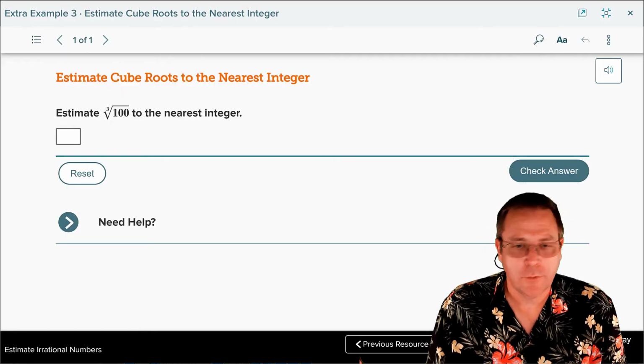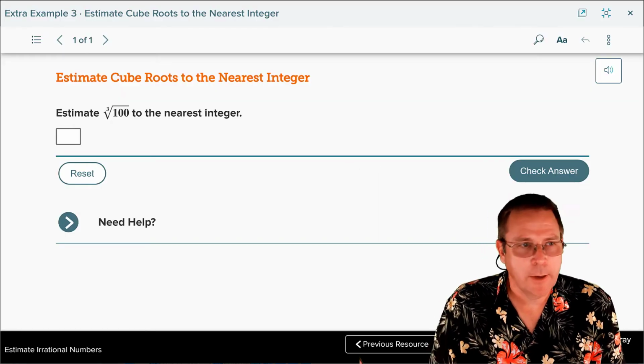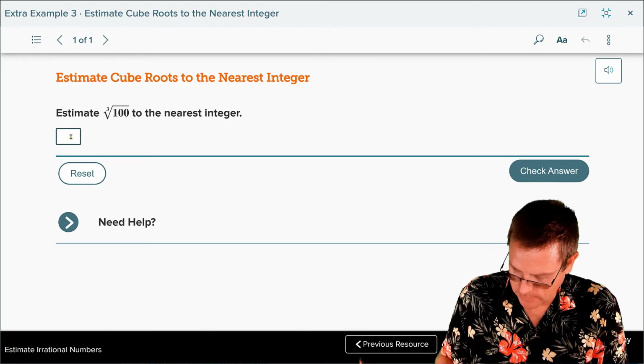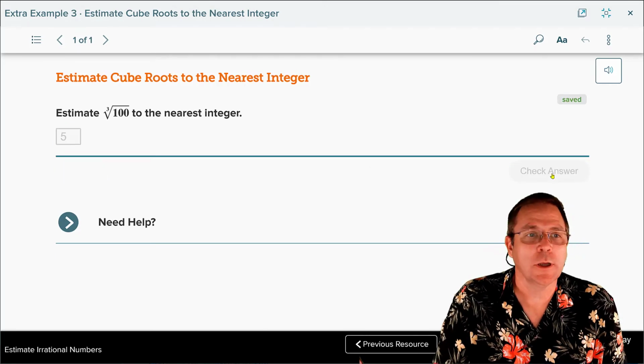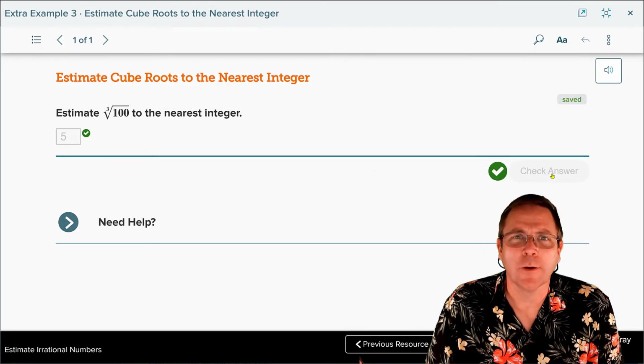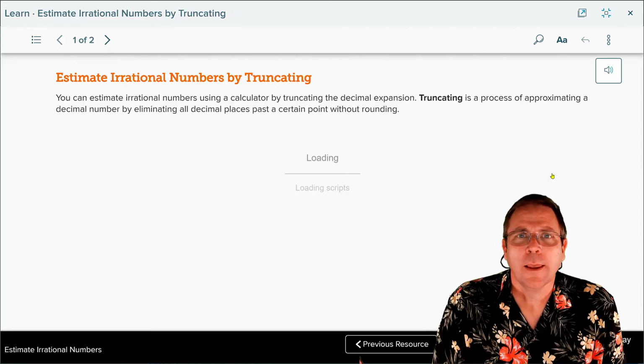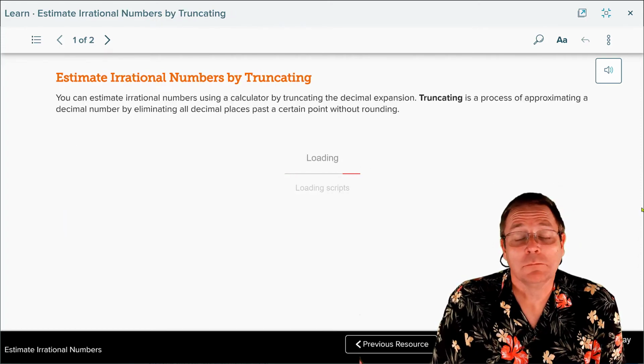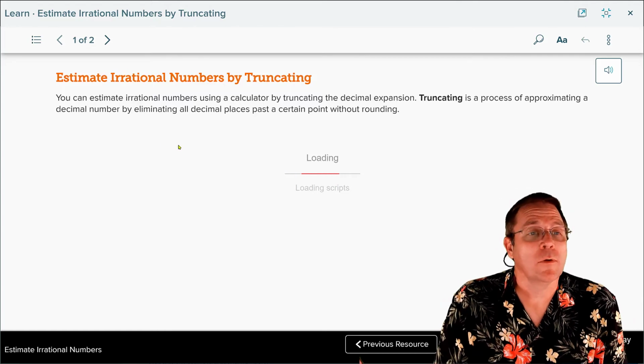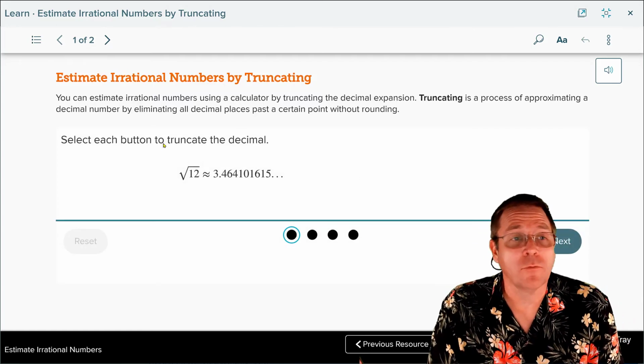So getting back to our problem, I'm going to type in my final answer here. I selected 5. We're going to hit check, and our answer checks. Everything's good. And now we're going to do something I've honestly never done before. So I'm going to be learning here too, or if I have done it, I don't remember it.